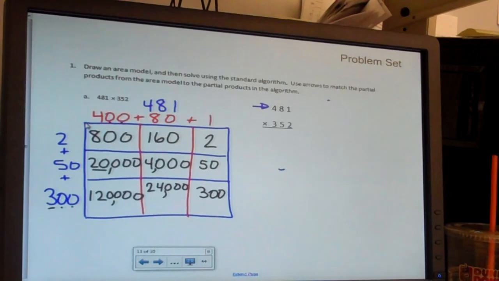And now we're going to add across, because remember last time we had the area of this entire section? So now we're going to add it up. Can anyone do the mental math? 800 plus 160 plus 2. That equals 962. Perfect. What about 20,000 plus 4,000 plus 50? 24,050.